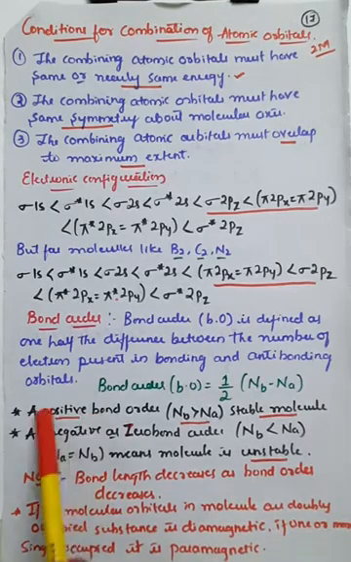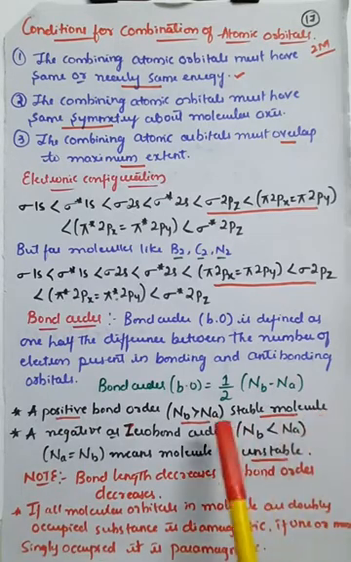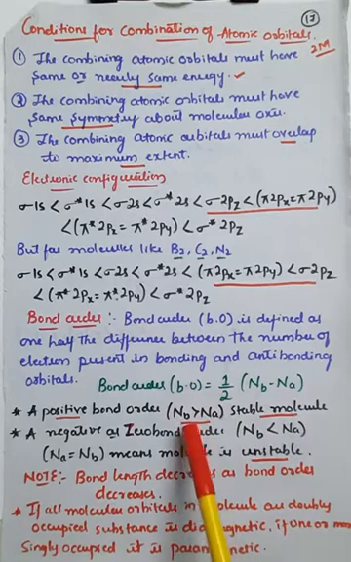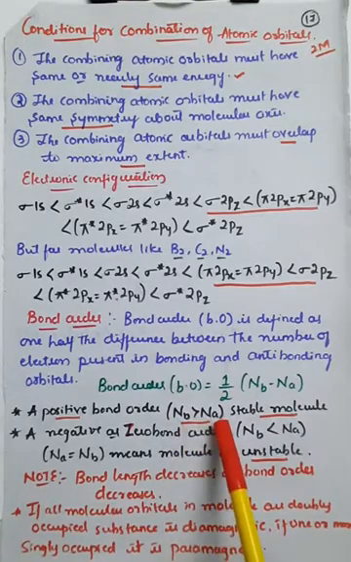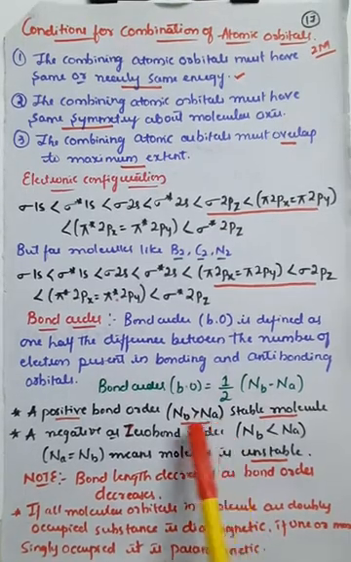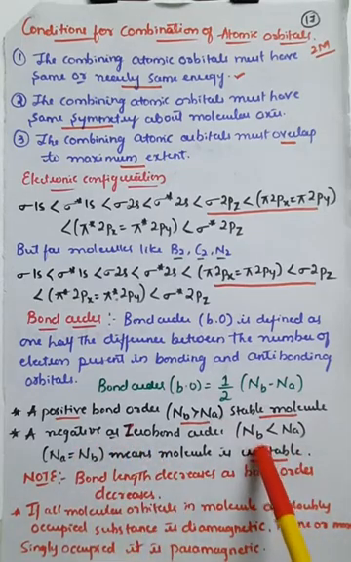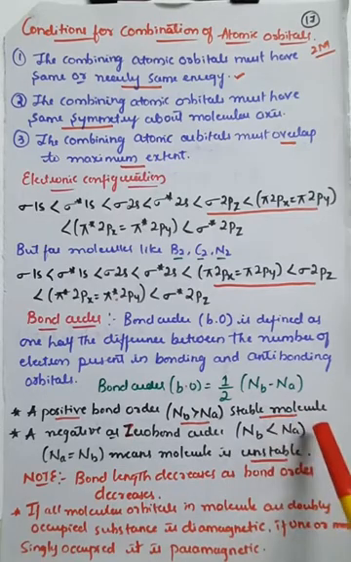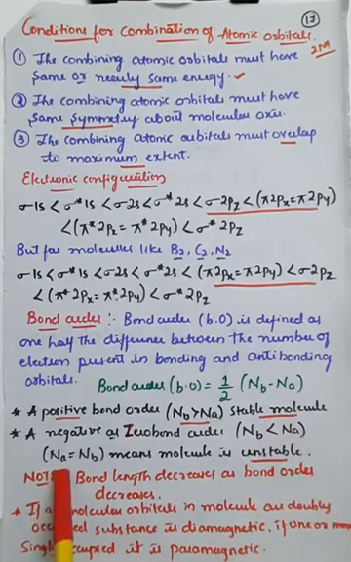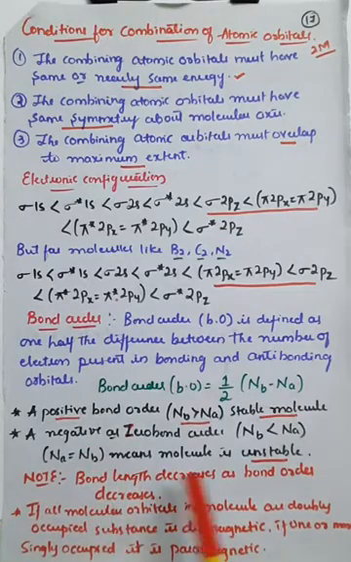One is that a positive bond order means the molecule will be stable, but it must satisfy the condition that the bonding orbitals should contain more electrons than the number of electrons present in the anti-bonding molecular orbitals. But in case of negative or zero bond order, the number of electrons in bonding is less than the number of electrons in anti-bonding, or the number of electrons in anti-bonding is equal to the number of electrons in bonding, which means the molecule is generally unstable.